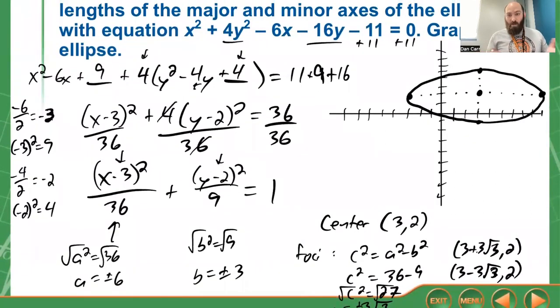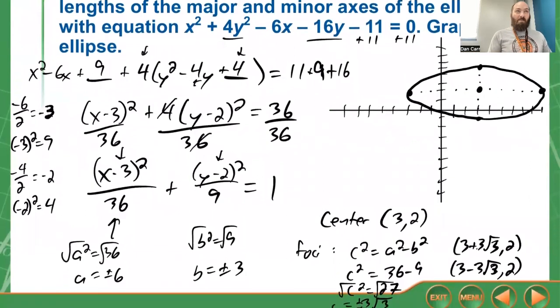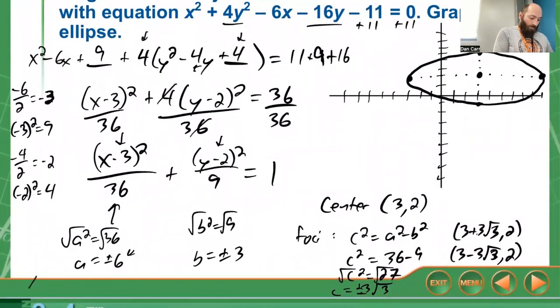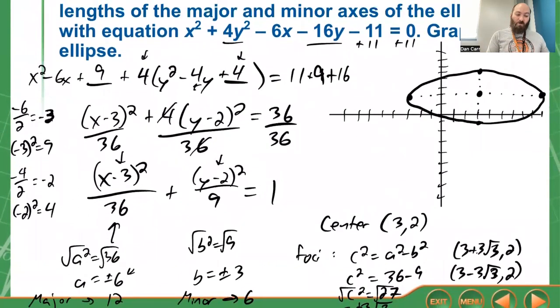But I have enough to graph it because I have my center and I have my 2 vertices and 2 co-vertices. The last thing to talk about is just the length of each of the major and minor. Remember, the plus or minus 6 means my major axis has a length of 12. I just plus 6 and minus 6, that's a length of 12, or it's 2 times a, I should say. The minor axis has a length of 6, because we just take 2 times 3. Really straightforward on the lengths of each of those.